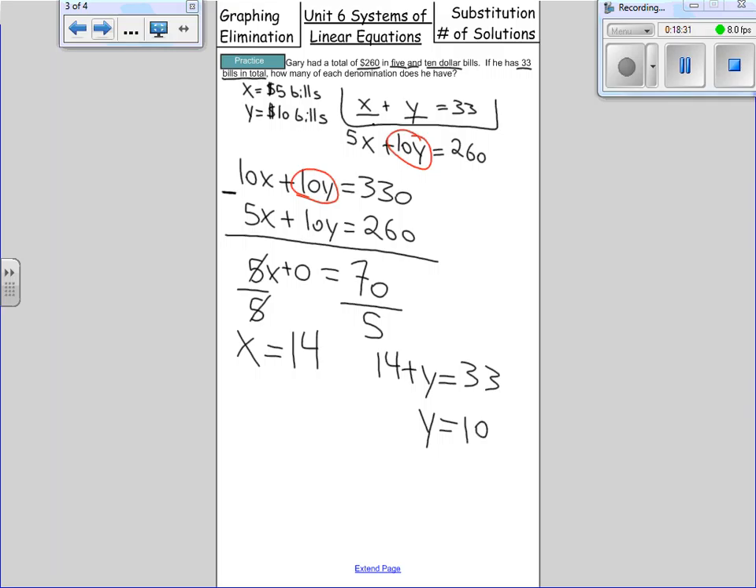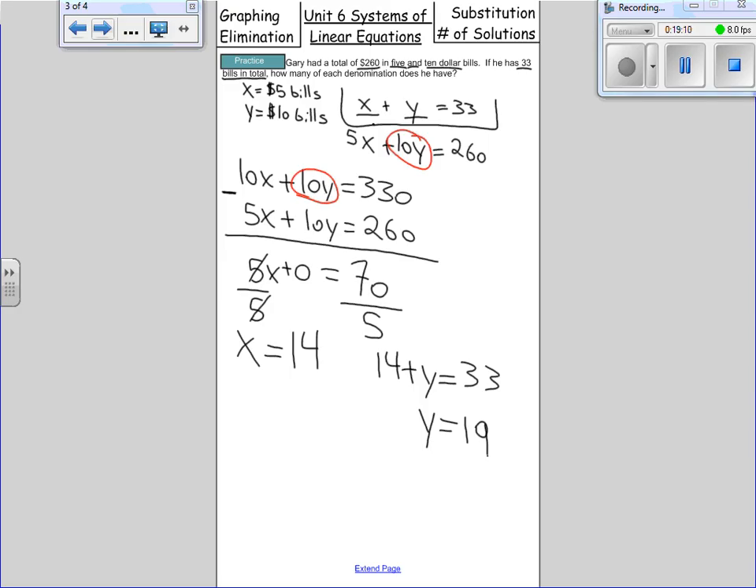So the question says, how many of each denomination does he have? What is the answer to our question? What's the answer to the question, Josh? He has 14 $5 bills and 19 $10 bills. Exactly. It's the number of each denomination he has. Make sure you always answer the question. Don't do all the work and then forget to answer the question.